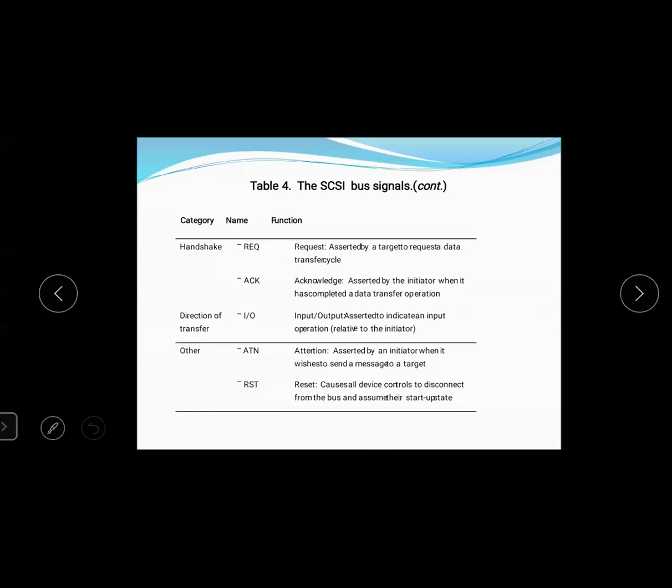And the direction of the transfer, input or output. Input operation or output operation. Input operation is from the input device to the processor, and output is from the processor to the output device. The input signal is activated to indicate the input operation. And then attention and reset.